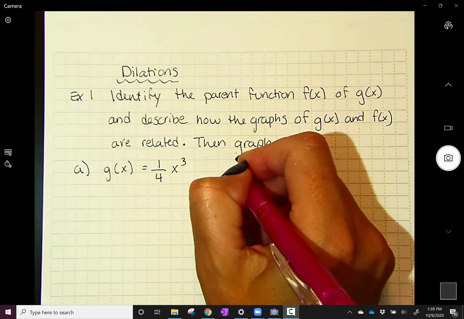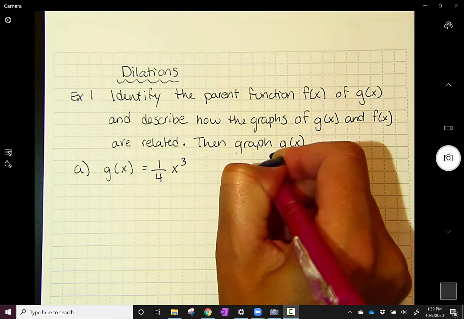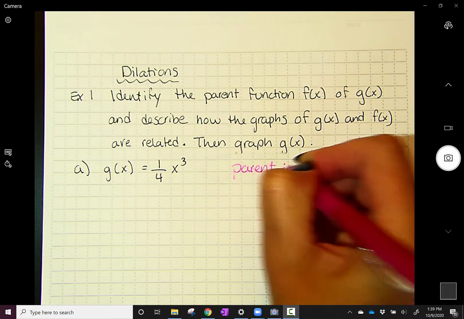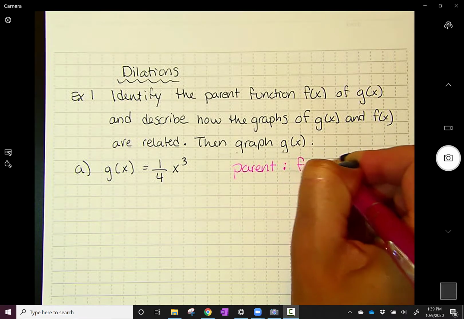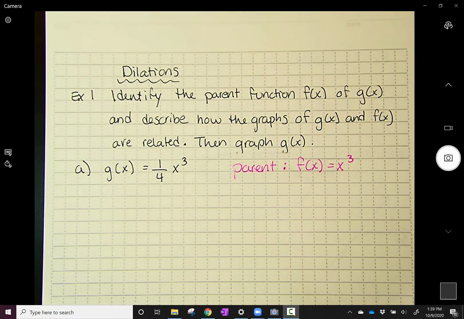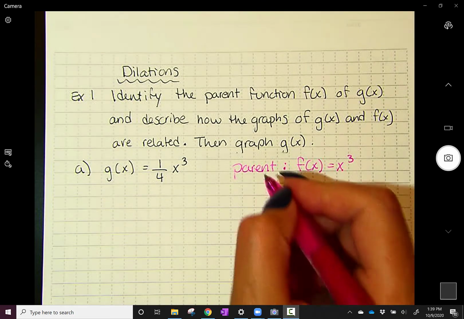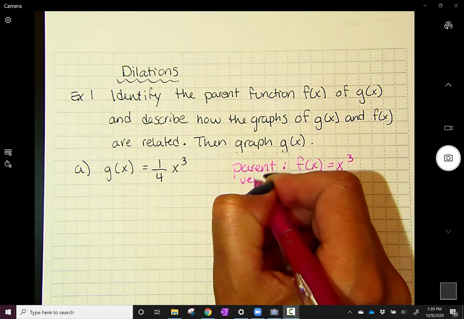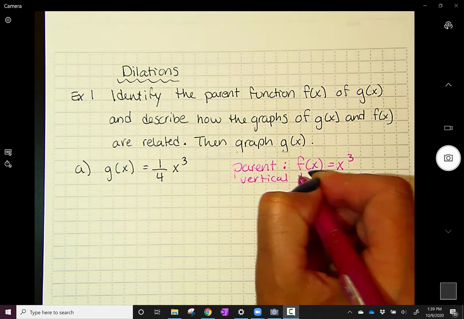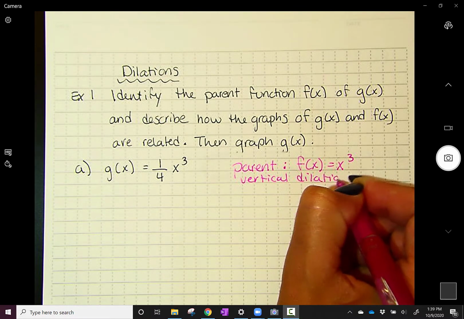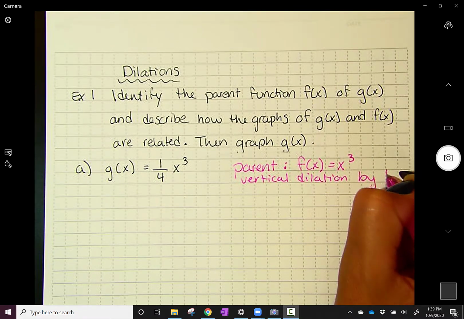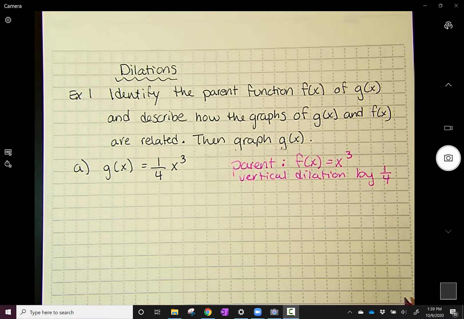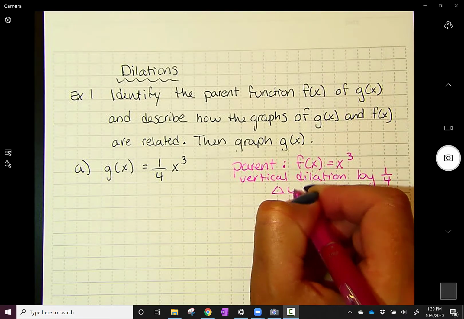So the parent function is f of x is equal to x cubed. So that's the function without any transformations attached to it. And then to describe the changes, what's happened is we've had a vertical dilation by 1/4. And a vertical dilation changes our y values.